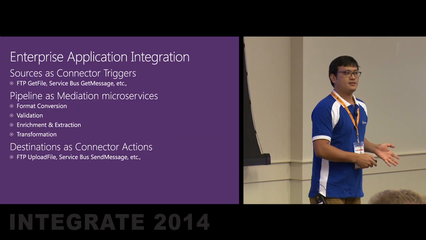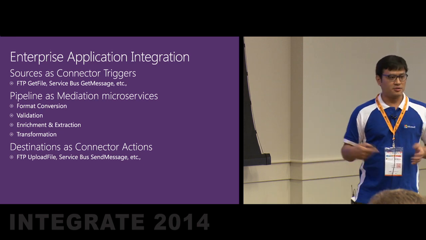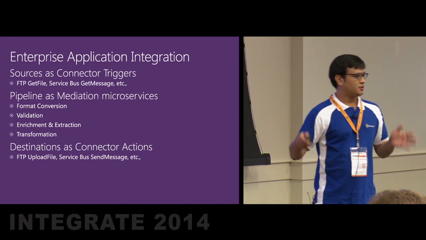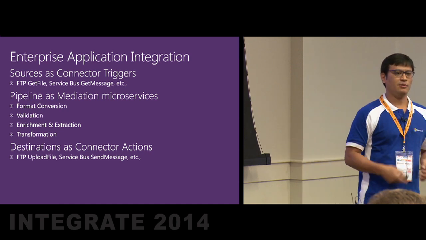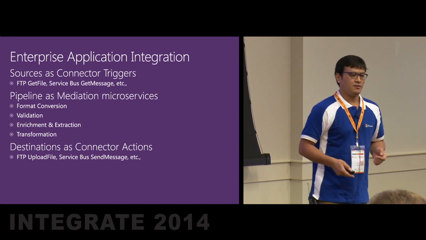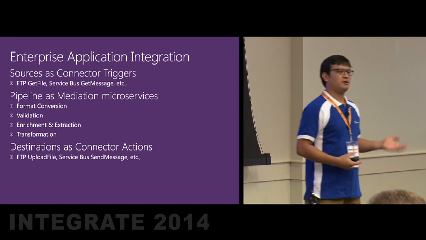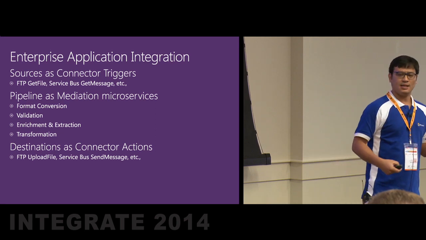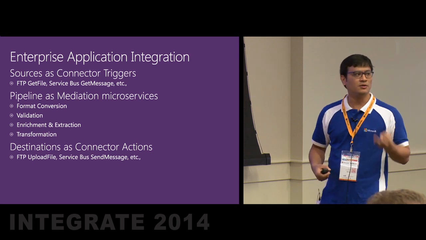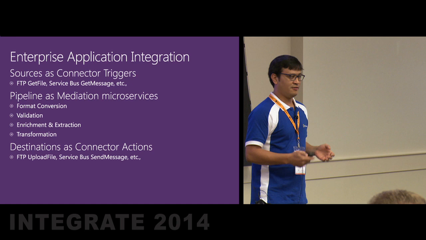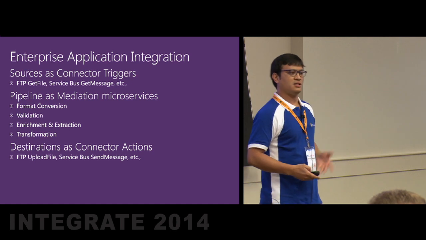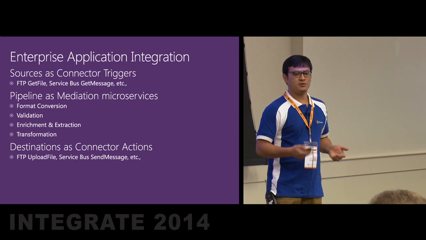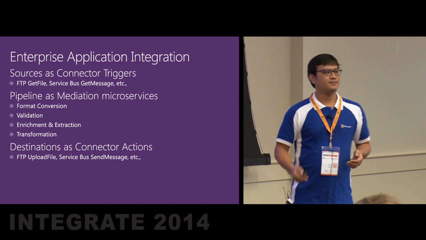So we said sources are connector microservices, right? But sources are all about getting data from an external system. In workflow terminology, we call them triggers, which kick off and instantiate a workflow. An example would be you have some files coming to an FTP server, you want to retrieve the file and start processing, start integration. Another example is you have some messages in a Service Bus queue. You could also have some data in your SAP system, say SAP has a processed invoice and you want to send it out. Those are different examples of sources, and those become connector triggers.